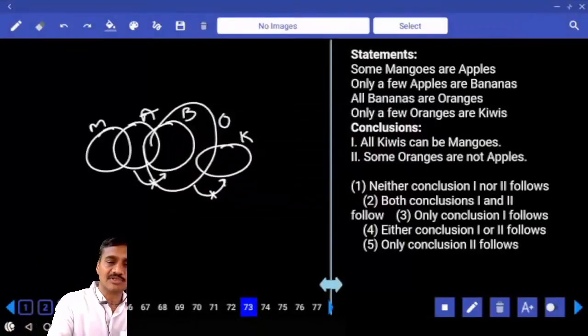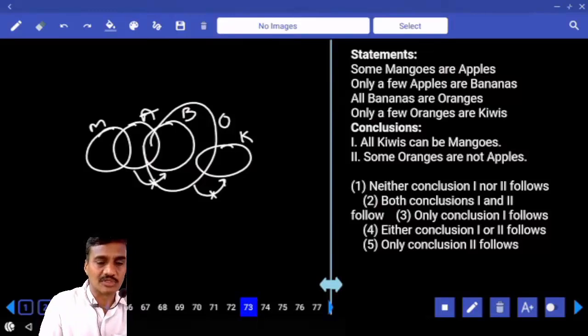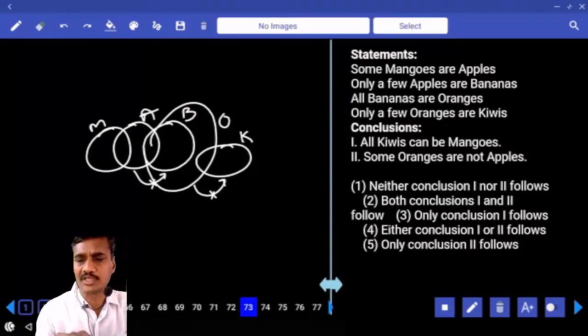Yes. Now kiwis, mangoes, kiwis. All kiwis are mangoes. All kiwis can be mango.